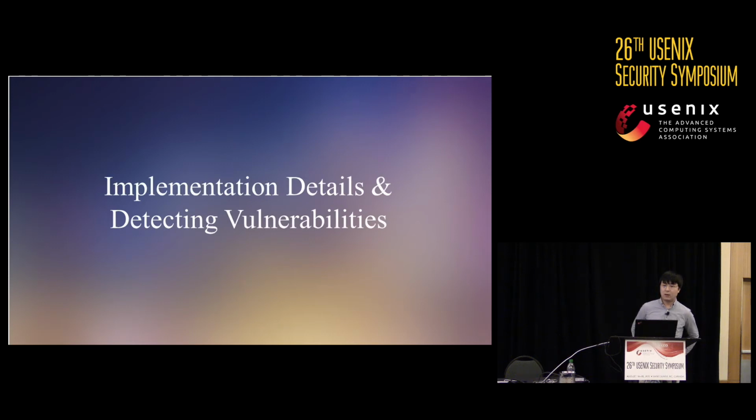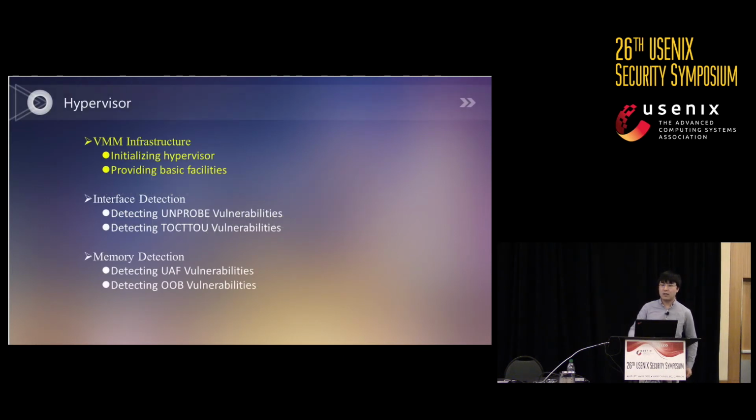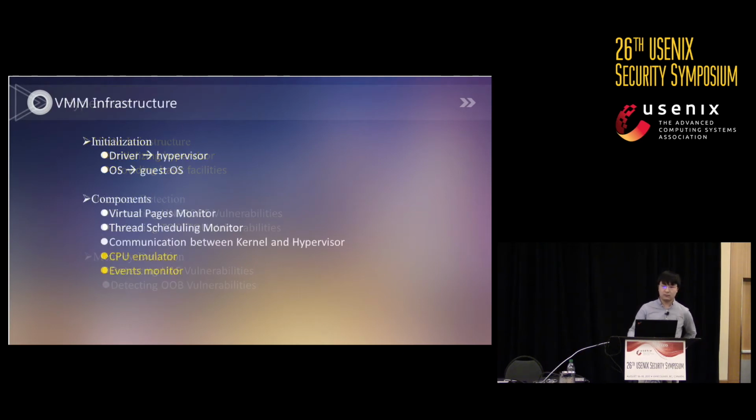Next, we will discuss the implementation of detailed Digtool and how to detect kernel vulnerabilities. But first, let's talk about VM infrastructure. The main task of VMware infrastructure include two aspects: initialize the hypervisor and provide basic facilities.